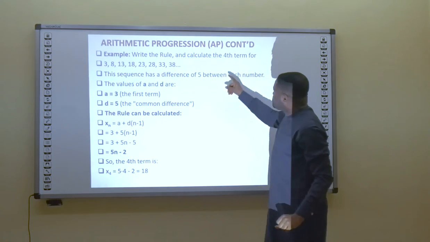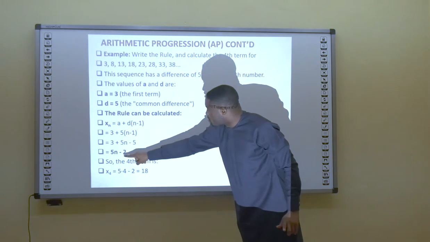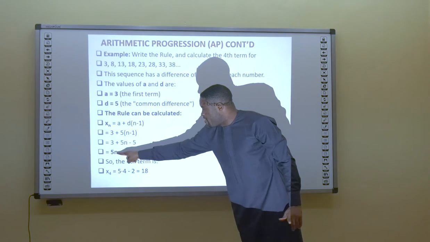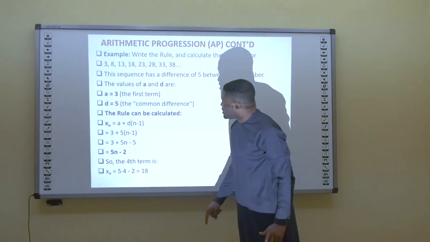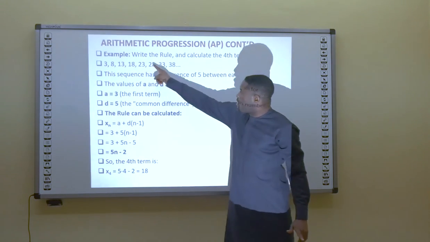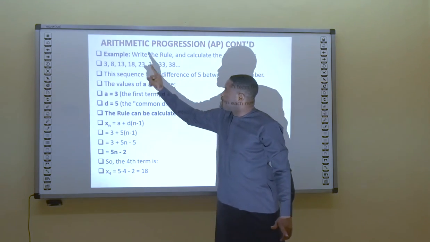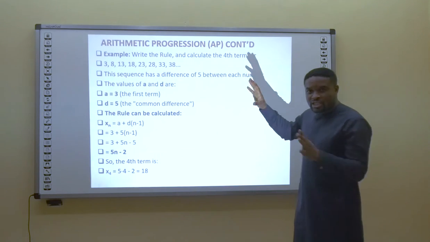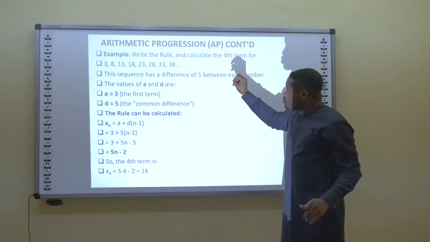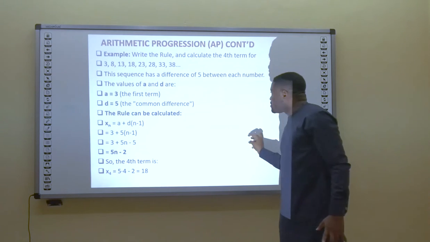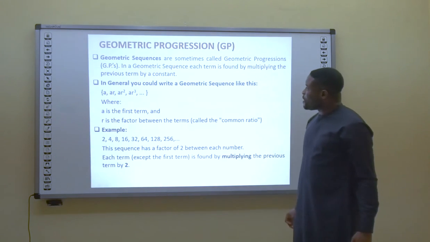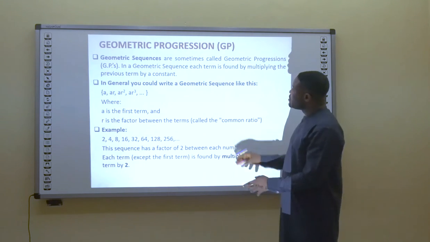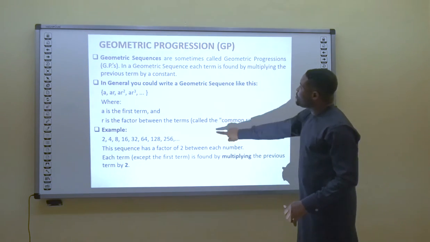It means that because it's asking for the sixth term, we will substitute 6 into n here, meaning that when we multiply 5 by 6, that will give us 30. And when you subtract 2 from 30, you now have 28, representing the sixth term in this sequence. So that's the formula for doing this. It is important that you know it because it's likely to show up again, probably in the exam or in an assignment. So it's important that you know about arithmetic progression.